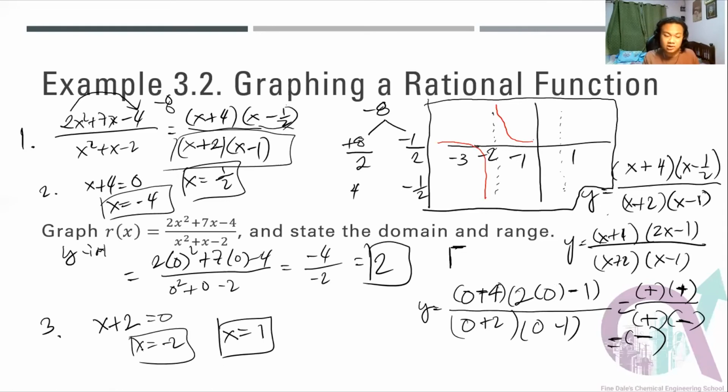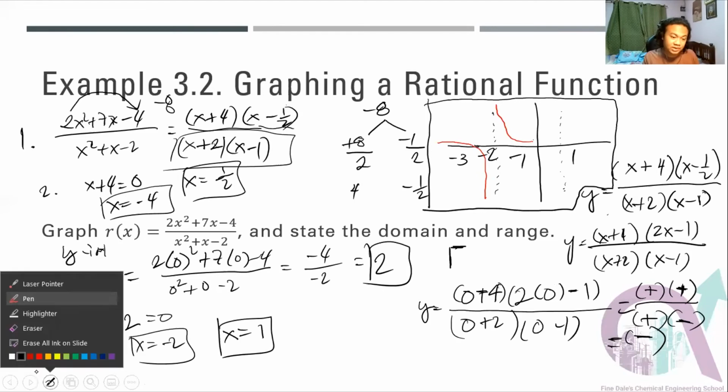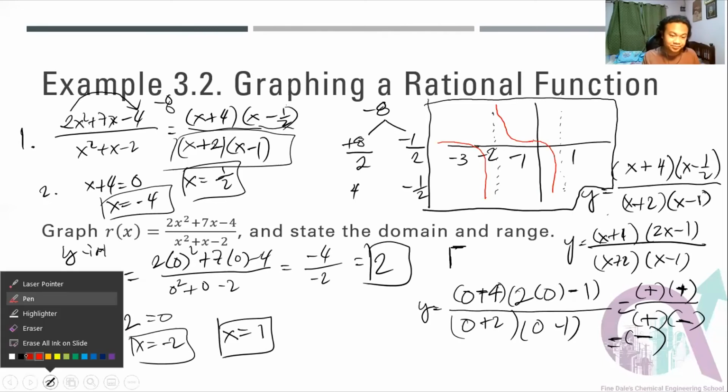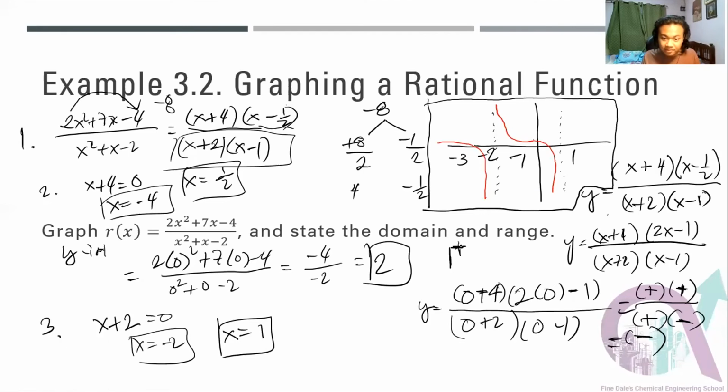So gikan diri, ako na lang siyang i-draw, no? So kay kining negative man siya, so meaning paadto siya sa negative infinity. So sumpay lang naman siya. Then lastly, from the right na sad. So meaning 2. Tan-awon lang 2 from the right. Diba? So unsa man ang mga values nga sa right sa 1. So 2.